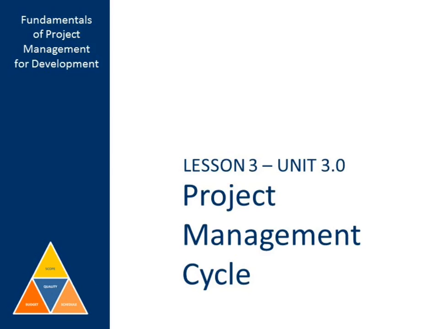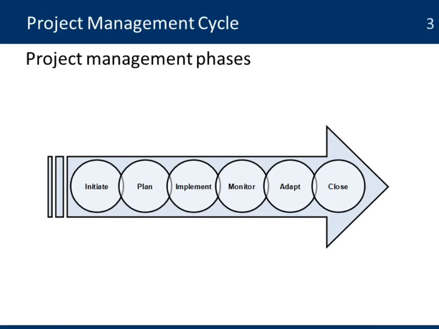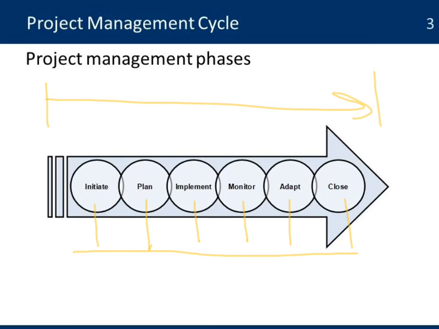Lesson 3, the project management cycle. Project management phases. There are 6 phases in project management, and they are part of the definition of what we know about project management, that every project has a beginning and then it has an end. These 6 phases are to initiate, plan, implement, monitor, adapt, and then close the project. But it is not happening in a linear process. They happen cyclically.